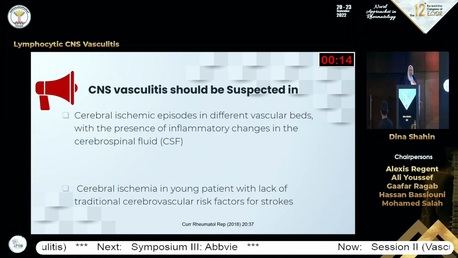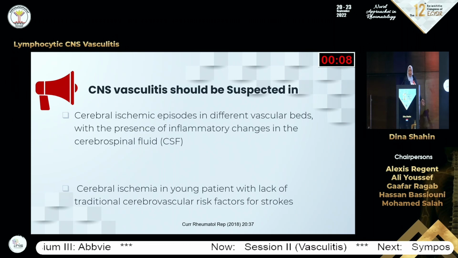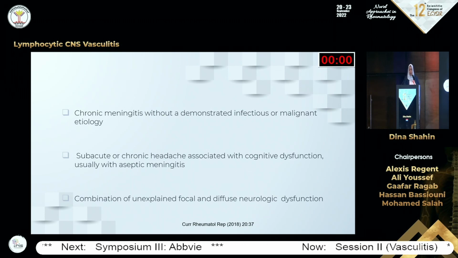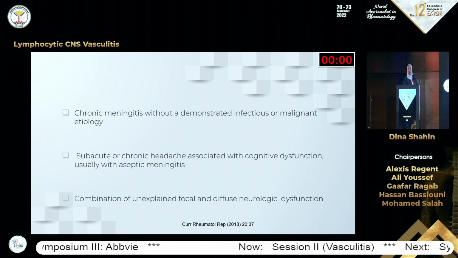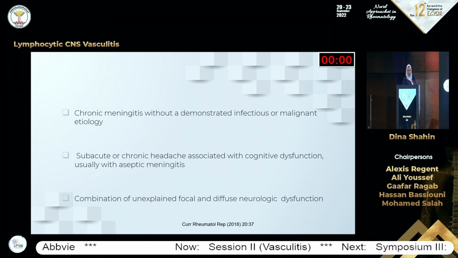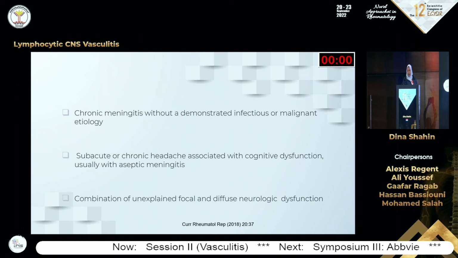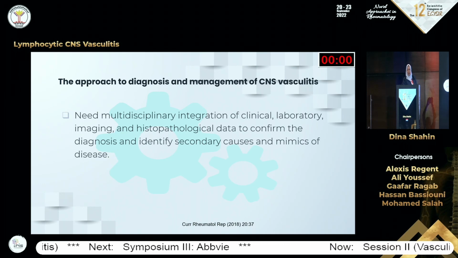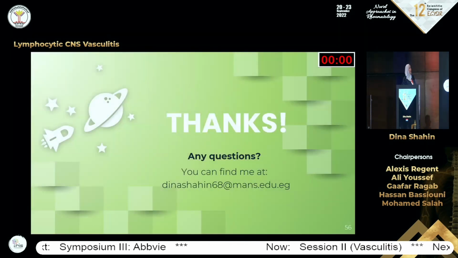فالـ CNS vasculitis should be suspected في حالات اللي فيها cerebral ischemic episodes اللي عندهم different vascular beds، العيان اليونج إيدج اللي ما عندوش traditional cerebral risk factors، اللي عندهم chronic meningitis مفيش infection مفيش أي other malignancy، معاهم chronic headache ما بيرتاحش، cognitive disorder confusion من غير aseptic meningitis، unexplained focal أو diffuse neurological dysfunction. التشخيص بتاعها مش one man show، محتاج نتكلم مع الراديولوجيست مع النيورولوجيست to confirm the diagnosis، أحيانا مع الهيستوباثولوجيست. And thank you.